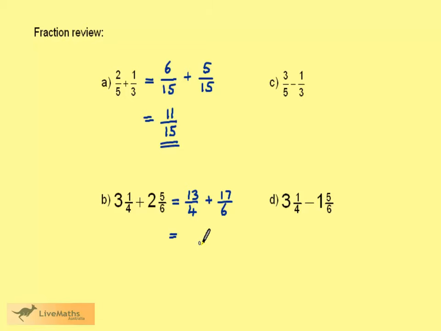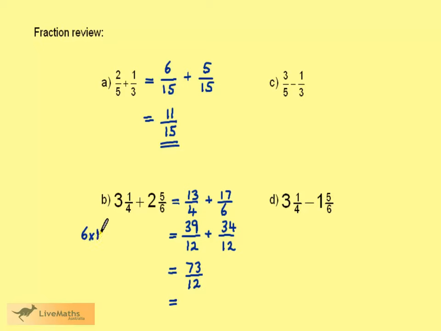We now look for a common denominator. The smallest number that both 4 and 6 go into is 12. 4 times 3 is 12. 13 times 3 is 39. 6 times 2 is 12. 17 times 2 is 34. 39 plus 34 is 73, so we have 73 twelfths.